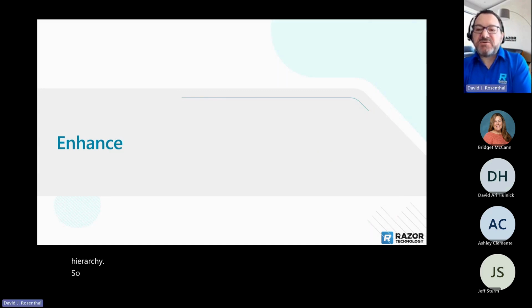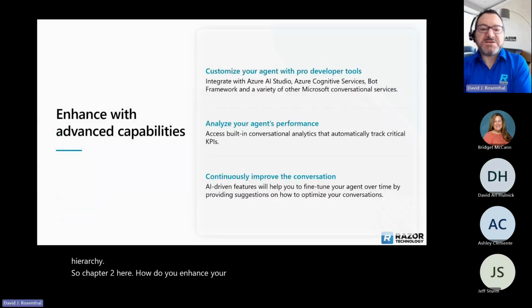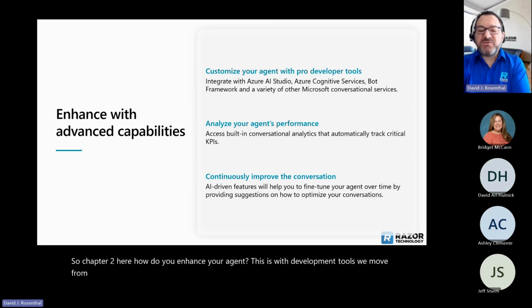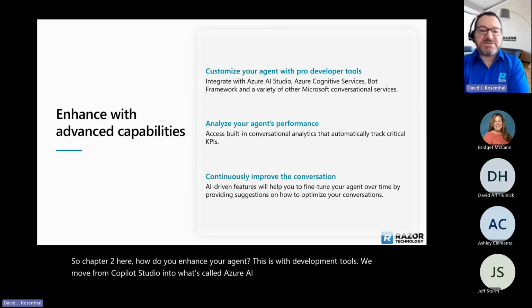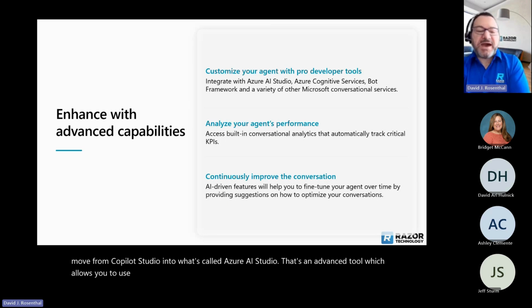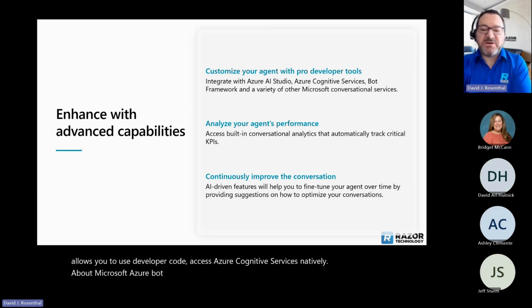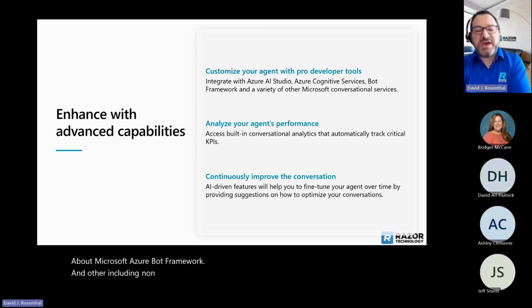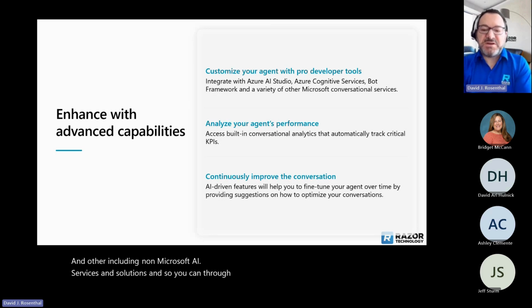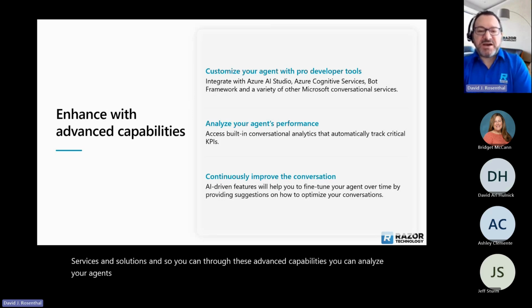So chapter 2 here, how do you enhance your agent? This is with development tools. We move from Copilot Studio into what's called Azure AI Studio. That's an advanced tool which allows you to use developer code, access Azure Cognitive Services natively, Microsoft Azure Bot Framework, and other, including non-Microsoft AI services and solutions. And so through these advanced capabilities, you can analyze your agent's performance, you can track real extensive analytics, and continuously fine-tune and improve your agent.